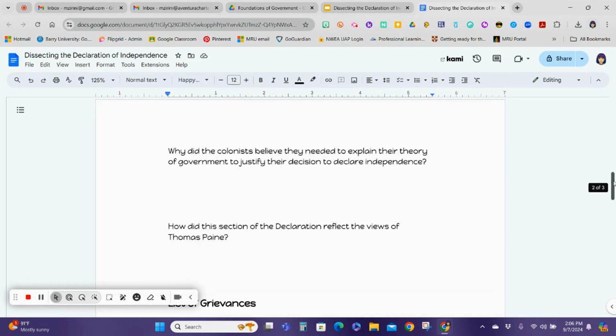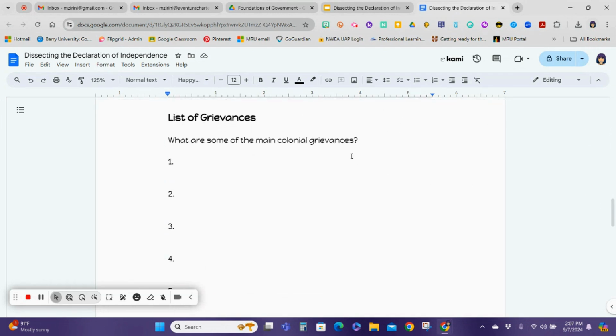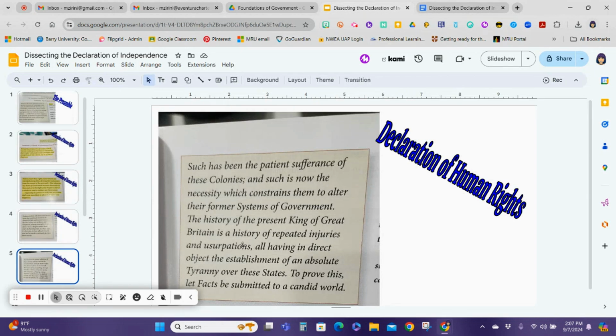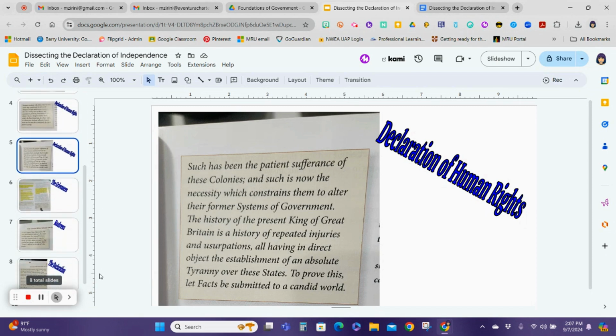So the next section of the Declaration of Independence is known then as the list of grievances, right? Because here the last line sets off, to prove this, let facts be submitted to a candid world. And so the next section of the grievances is actually just a list of all of the different things that Great Britain has done to them up till now.